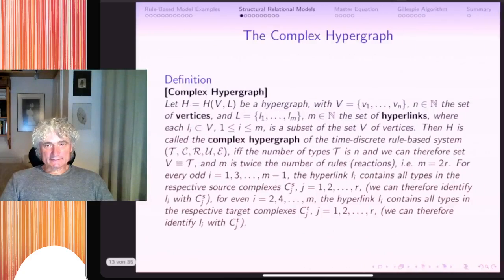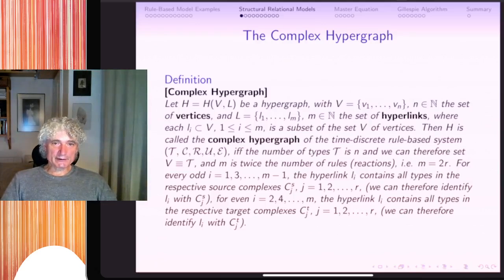Okay, so that's this model. The next thing is I want to discuss some structural models that can be associated to each of these models. That is giving now a link to the previous lectures on structural modeling. And the first thing I want to introduce is the complex hypergraph. Now we know what a hypergraph is. How can we associate that with a rule-based system?